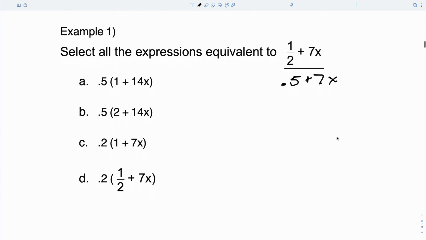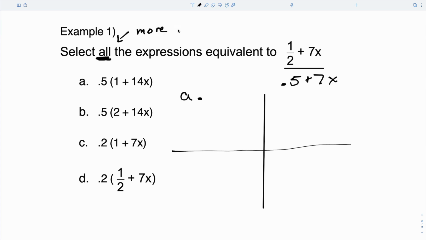So we're going to go ahead and look at our options, and we're going to set up a little grid so we can check every single answer and make sure that we get all the correct ones. Because it says all the expressions, there is a chance that there's more than one answer. Underline all. Be careful on the test that you aren't tricked by circling the one option, giving up, and moving on. You need to check all types of answers.